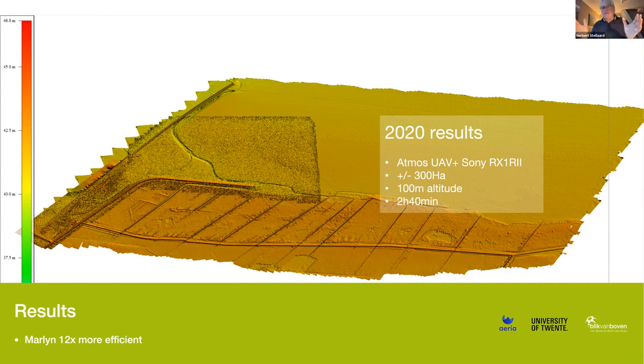That's quite a lot, I guess. It shows you a very huge difference between the two. So that means Marlyn is 12 times more efficient than doing this same project with a Phantom. Cool.